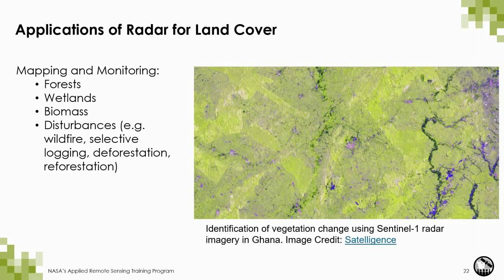Given these attributes of radar data, there are a number of applications for using radar for land cover mapping and monitoring. And these include mapping forests, wetlands, biomass, monitoring disturbance, such as fires or selective logging, or monitoring changes, such as deforestation and reforestation.